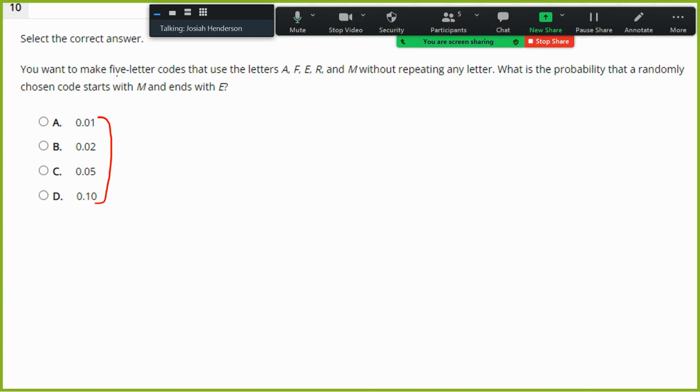You want to make 5-letter codes that use the letters A, F, E, R, and M without repeating any letter. What is the probability that a randomly chosen code starts with M and ends with E? So there's several things to keep in mind here. This is a probability question. So remember, it's going to be target over total.